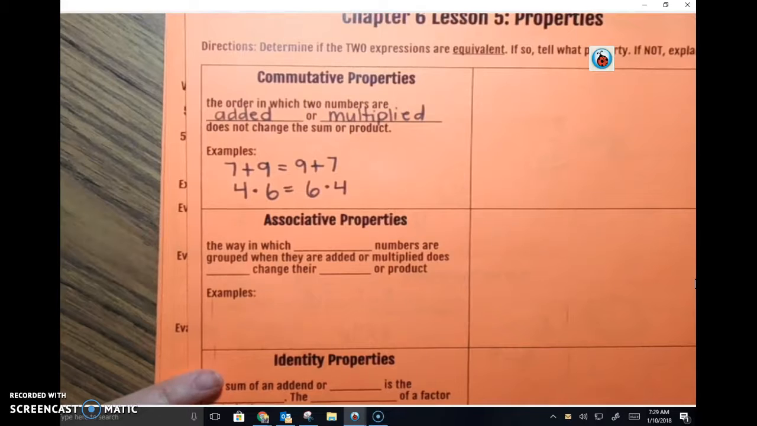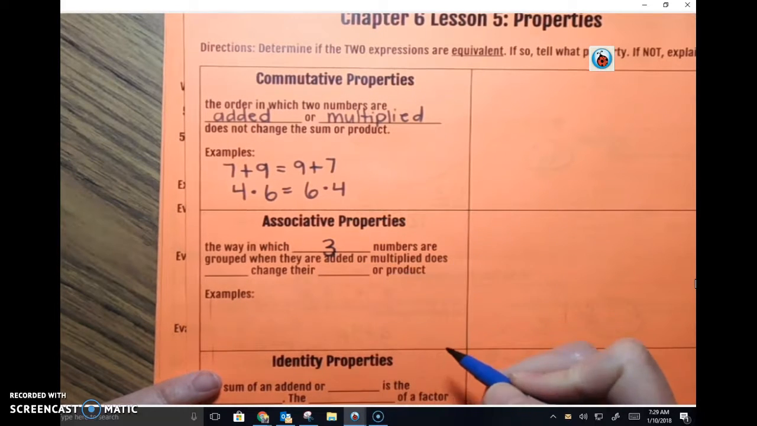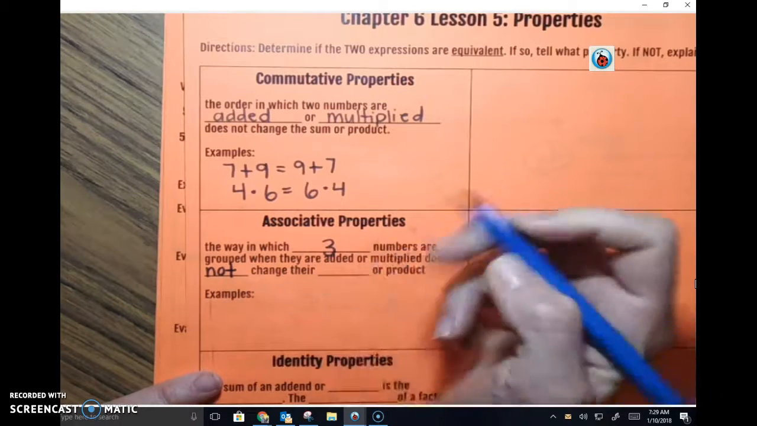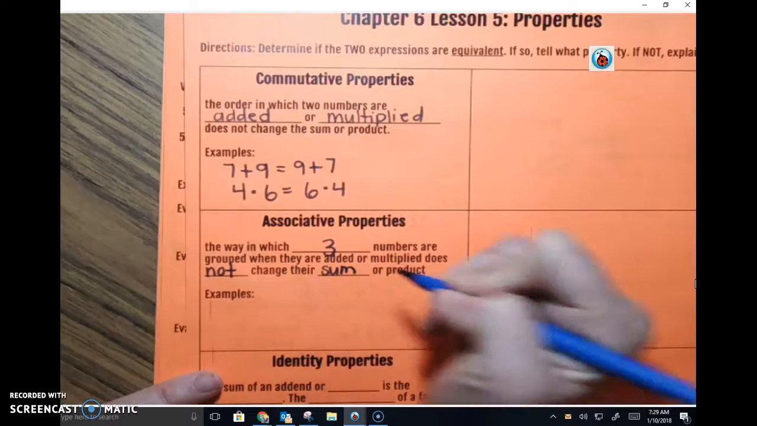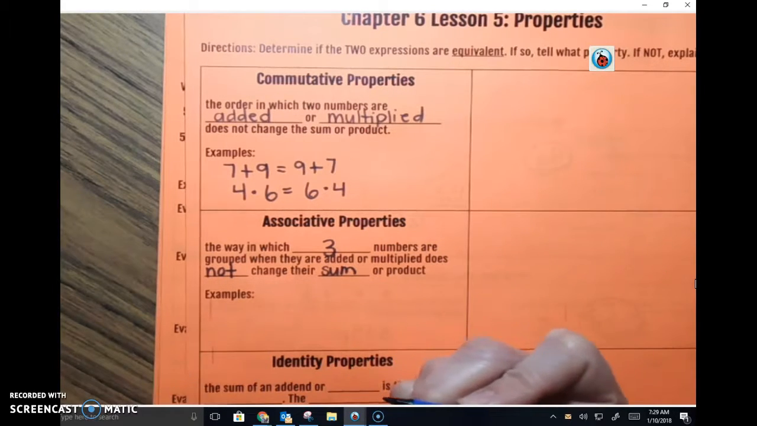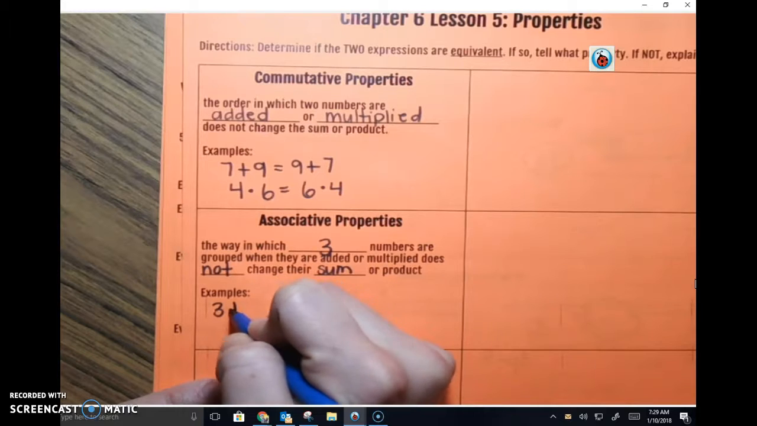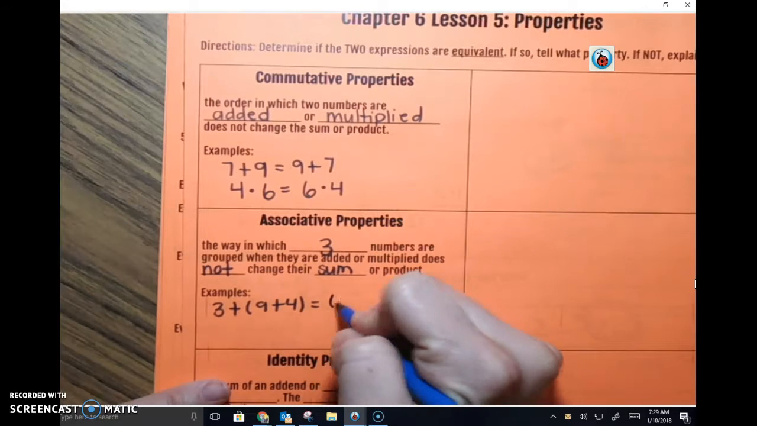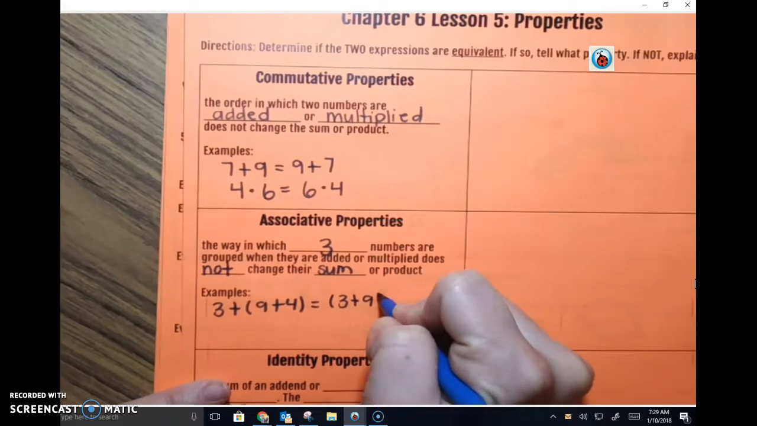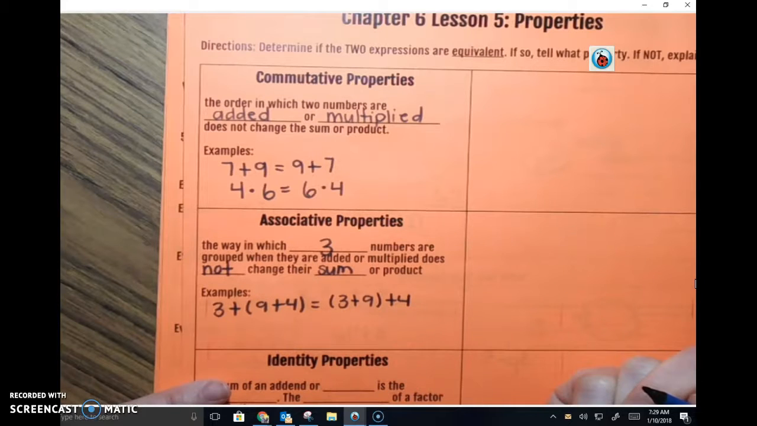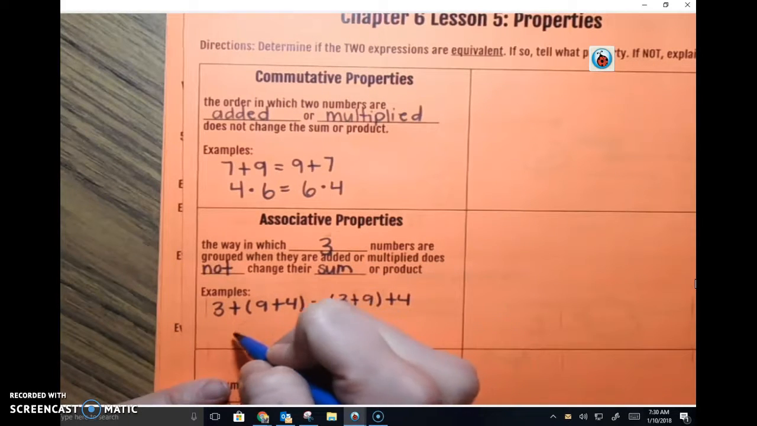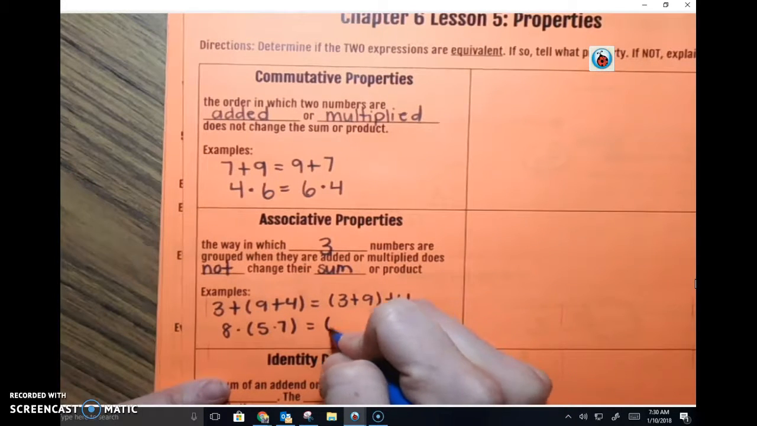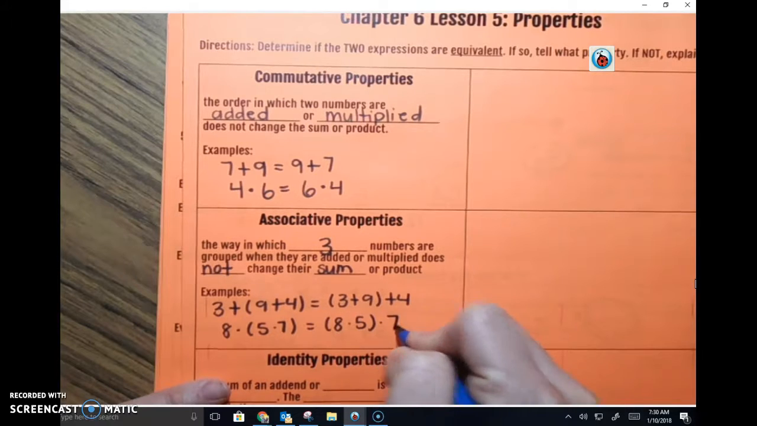Our next one's associative property. The way in which 3 numbers are grouped when they are added or multiplied does not change their sum or product. So some examples of that means that we're going to be using parentheses. So I have 3 plus 9, and then in parentheses 9 plus 4. It would be the same thing if I have the same numbers and I just move the parentheses, I'll have the same answer. I can do that with multiplication also. So if I have 8 times and then 5 times 7 in parentheses, if I change where my parentheses are, I'm going to get the same answer.